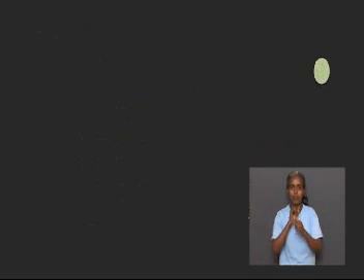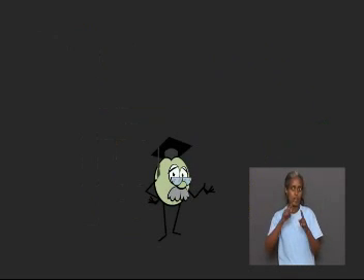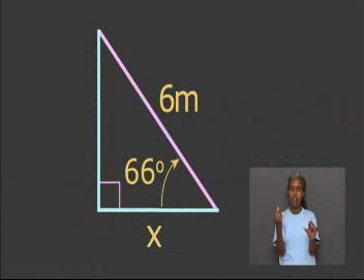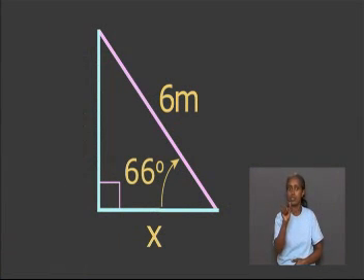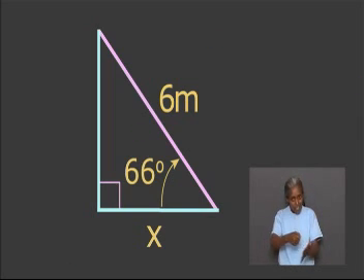Time's up. Let's get back to our lesson. Welcome back, students. If you have learned the tricks of trigonometry, these questions were good practice. We know that the angle formed by the ladder to the ground is 66 degrees. We have also established that the ladder is 6 meters long.